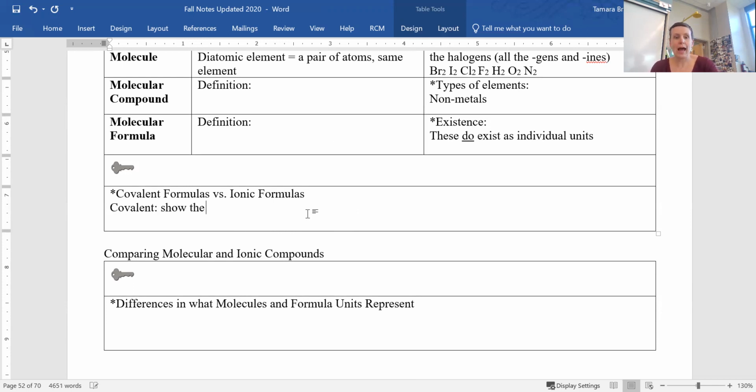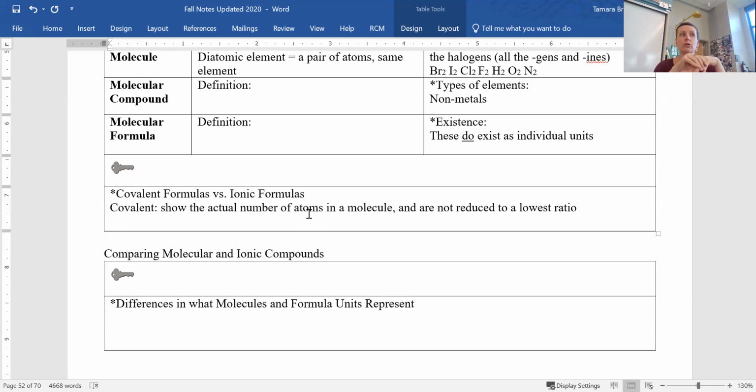They show the actual number of atoms in a molecule and are not reduced to a lowest ratio. So remember back in chapter 7, ionic compounds, we always would reduce that ratio to the lowest possible ratio. Covalent formulas, we do not do that. We leave the exact number of atoms that are in the molecule in the formula.